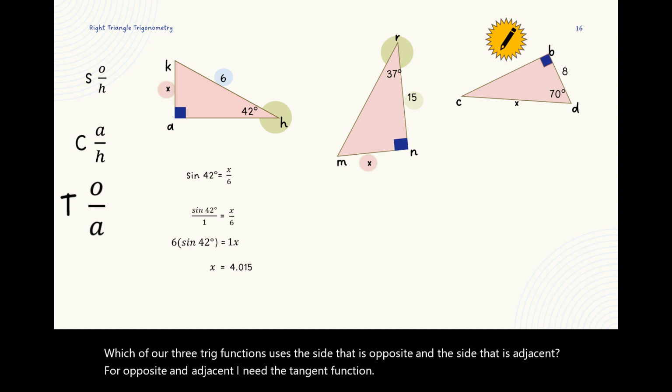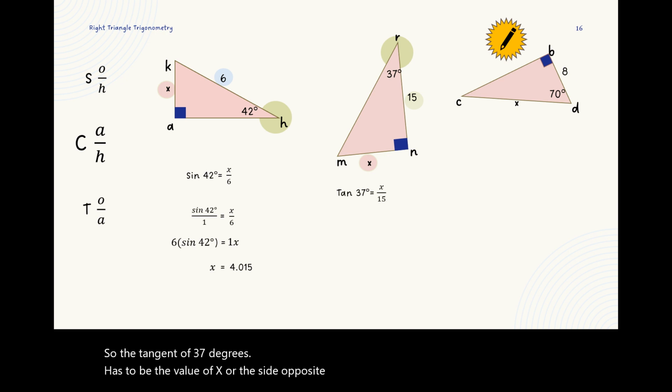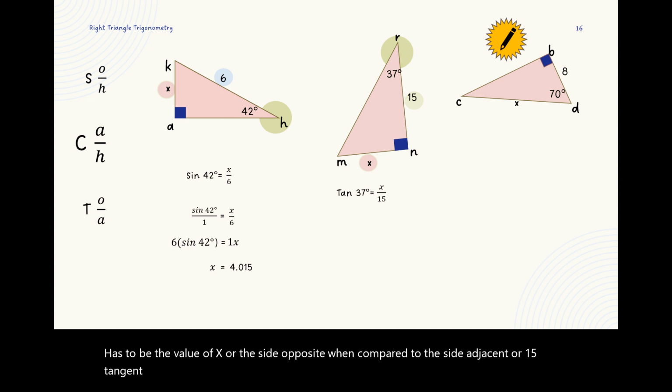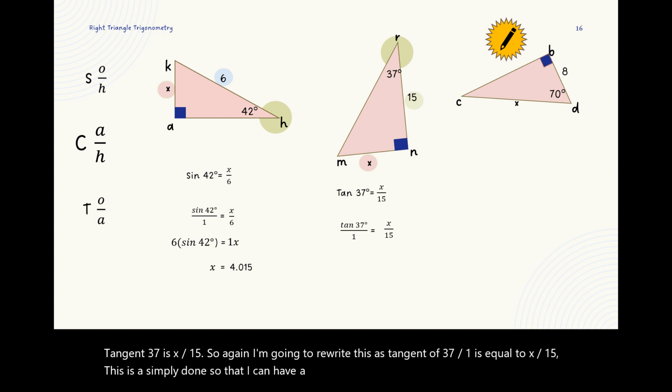So the tangent of 37 degrees has to be the value of x, or the side opposite, when compared to the side adjacent, or 15. Tangent of 37 is x over 15. So again, I'm going to rewrite this as tangent of 37 over 1 is equal to x over 15. This is simply done so that I can have a proportion, and then I can cross multiply.